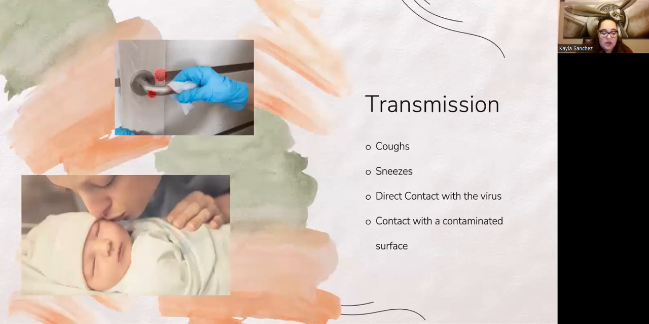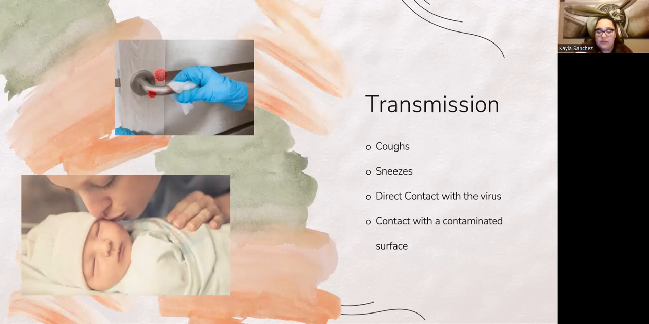Transmission. It can be spread through coughs and sneezes of an infected person, where the droplets will then enter through the eyes, nose, or mouth, and it'll infect the respiratory system. It can also be spread through direct contact with the virus. Like if you're kissing a baby, you can get it that way. And also the other way around. If you have it, you can pass it to a baby by kissing them.